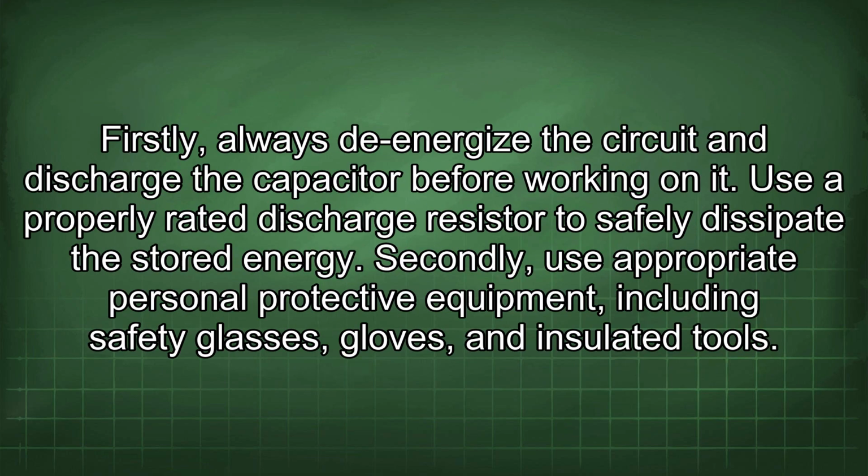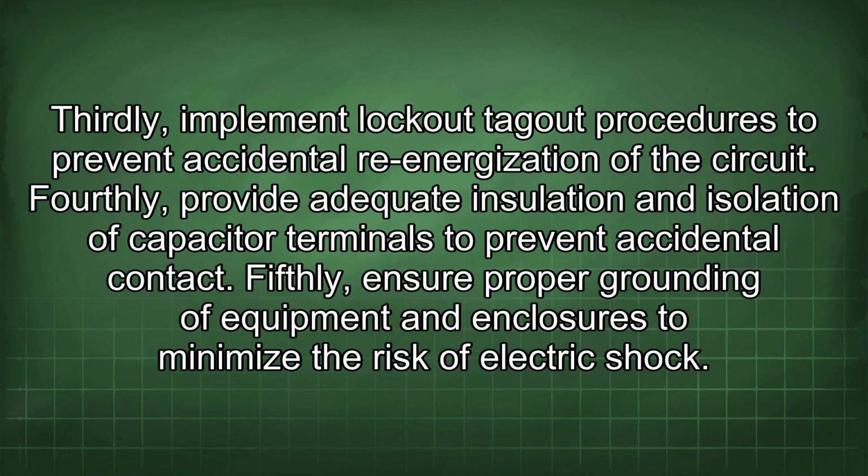To mitigate the risks associated with capacitor discharges, several safety precautions should be implemented. Firstly, always de-energize the circuit and discharge the capacitor before working on it. Use a properly rated discharge resistor to safely dissipate the stored energy. Secondly, use appropriate personal protective equipment, including safety glasses, gloves, and insulated tools. Thirdly, implement lockout-tagout procedures to prevent accidental re-energization of the circuit. Fourthly, provide adequate insulation and isolation of capacitor terminals to prevent accidental contact. Fifthly, ensure proper grounding of equipment and enclosures to minimize the risk of electric shock.